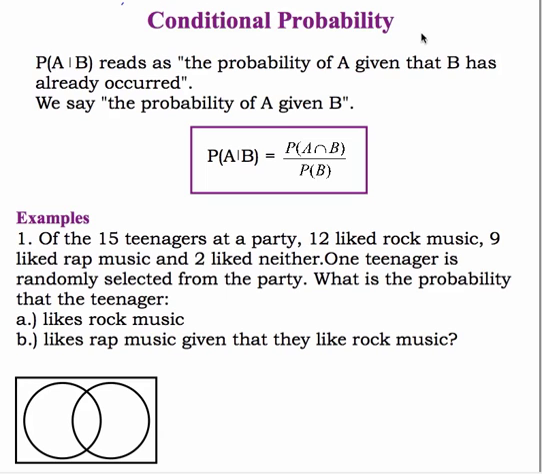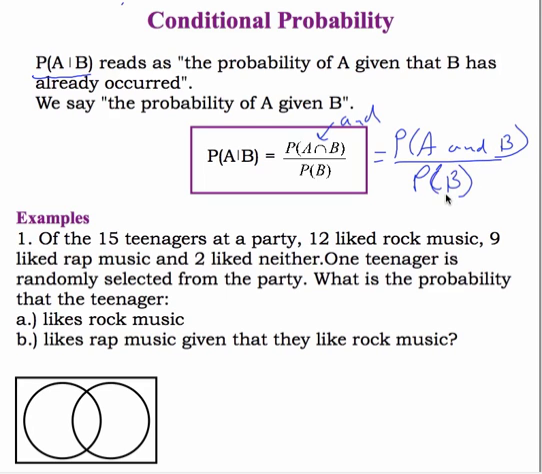Alright, so this is a symbol for conditional probability. It reads probability of A given B. So the probability of A given that B has already occurred. We say the probability of A given B equals the probability of A and B, where this is the "and" symbol, divided by the probability of B.